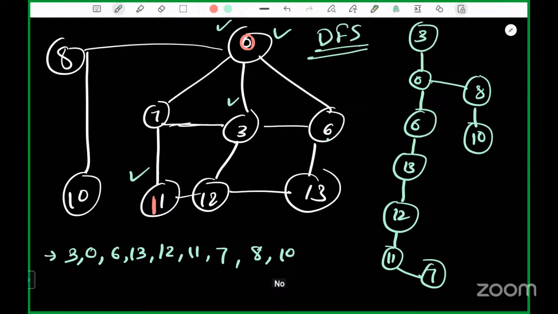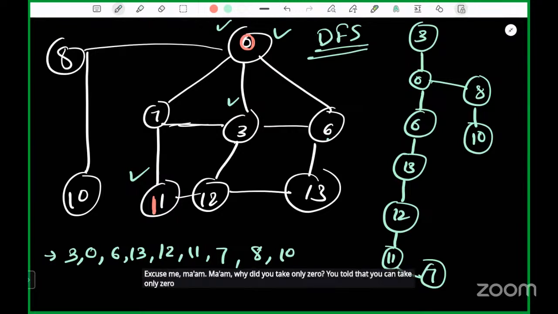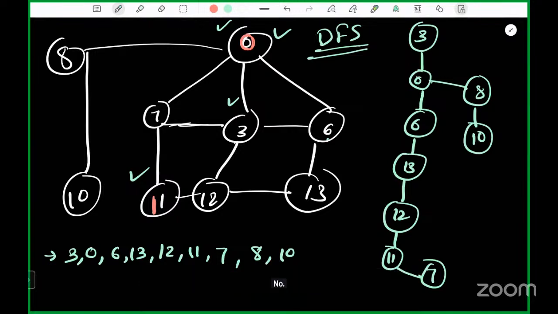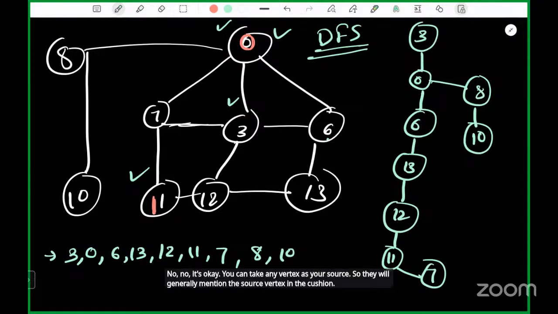No, ma'am. Excuse me, ma'am. Why did you take only 0? You told that you can take only 0, 3, 11, and 13 as the source. Why can't we take 8 as the source? No, it's okay. You can take any vertex as your source. They will generally mention the source vertex in the question.